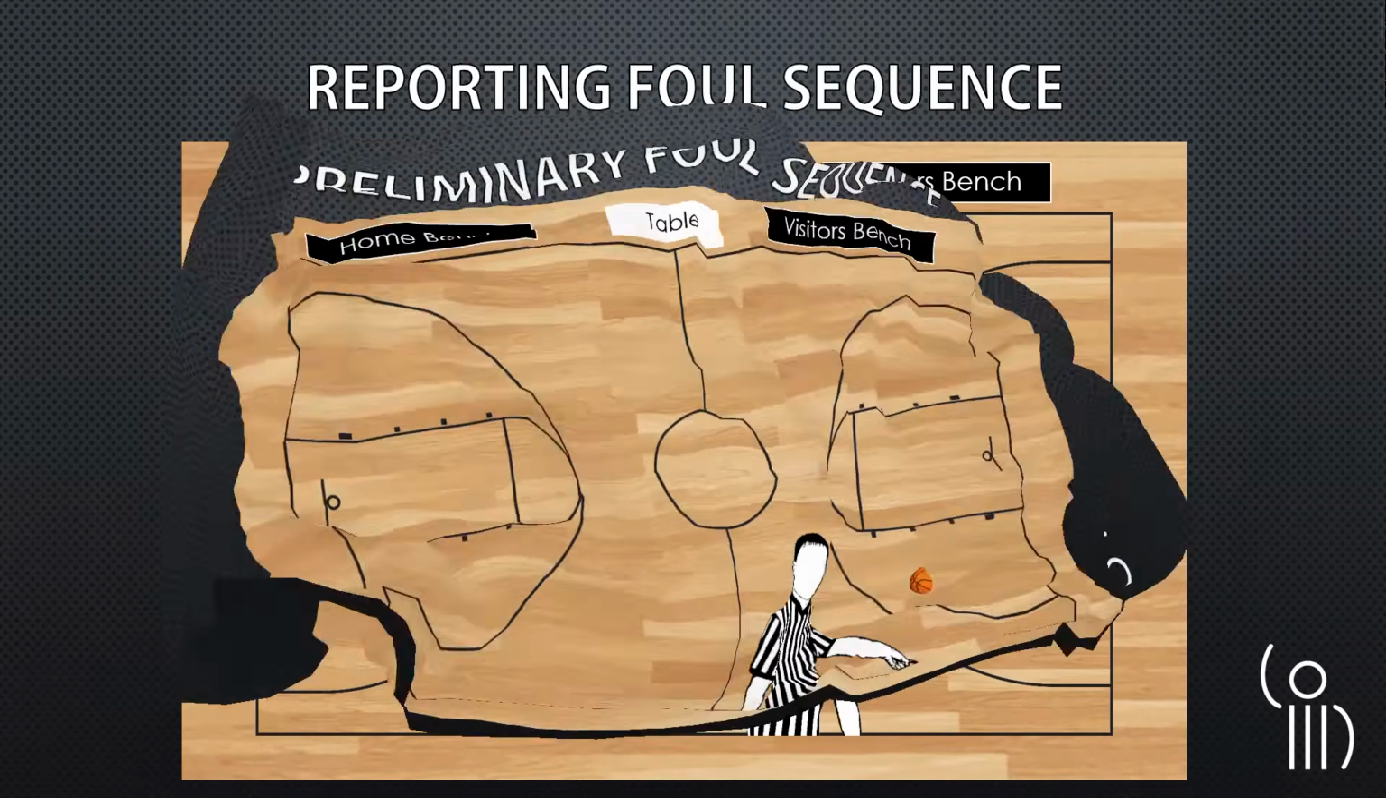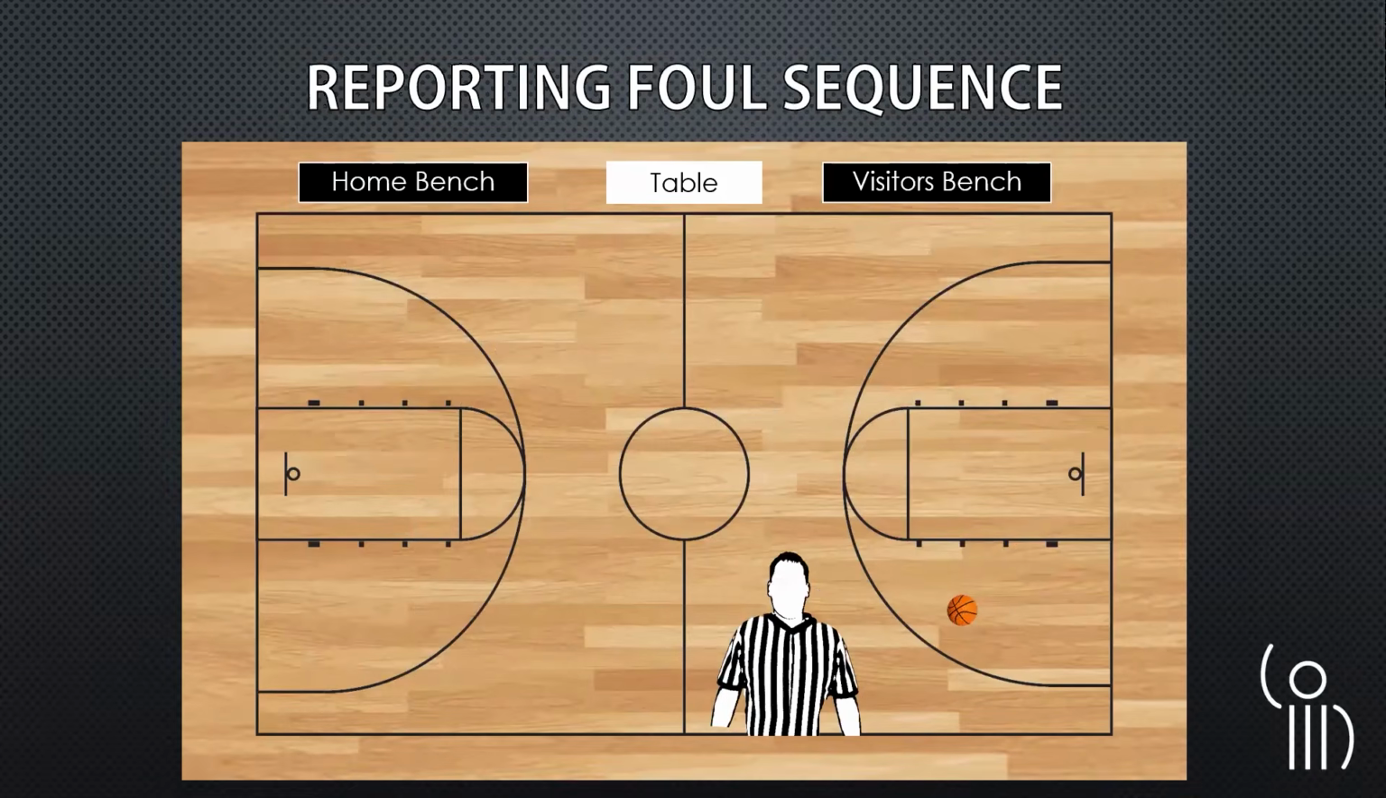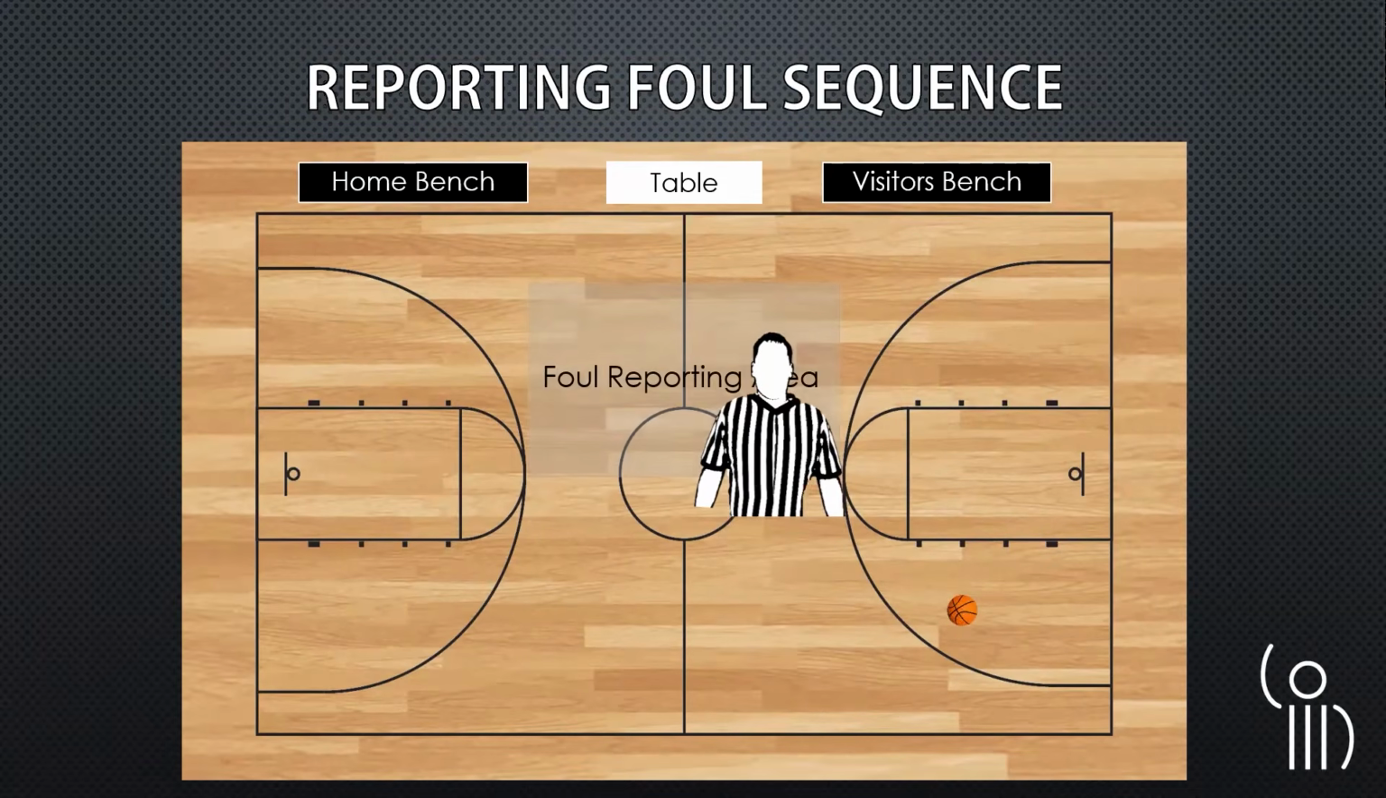All right. After your preliminary signal, you then need to report that signal to the table. This is the official report so they can put it in the book and record what happened. In order to do that, we first must go to the foul reporting area. We as officials overall do a terrible job of going to the foul reporting area. It's a large area on the court. There's no reason why we can't. You just got to get to the edge. You don't have to go all the way to the middle. You don't have to go all the way to the front, wherever you're closest, just to the edge.